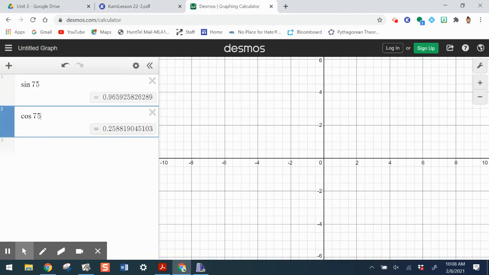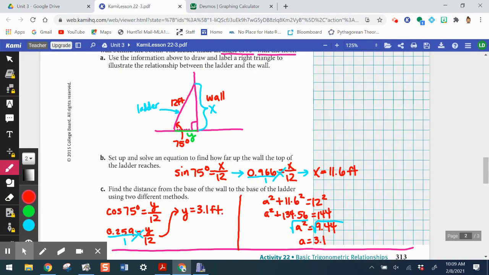Now I went and plugged in sine of 75 in my graphing calculator and found that it was 0.9659, so it'd be 0.966. We're just going to keep rounding to the nearest thousandth, even though they didn't tell us to do that. It's just a smart idea, just so we're as exact as possible. So I replaced sine of 75 degrees with 0.966, and so I got 0.966 equals x over 12. And I wrote this side as a ratio over 1, and then did cross multiplication to find that x equals roughly 11.6 feet. So the height that the ladder reaches on the wall is 11.6 feet.